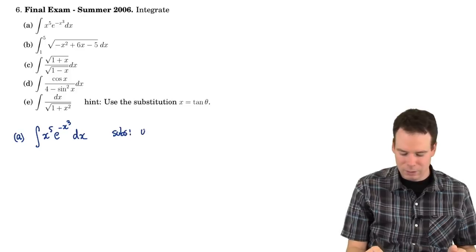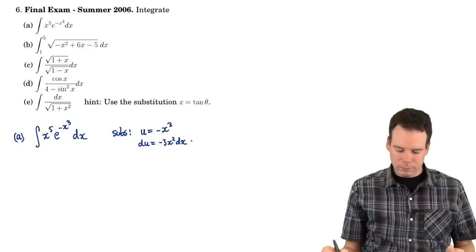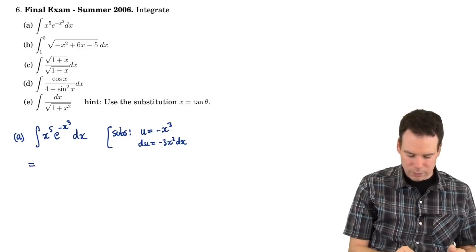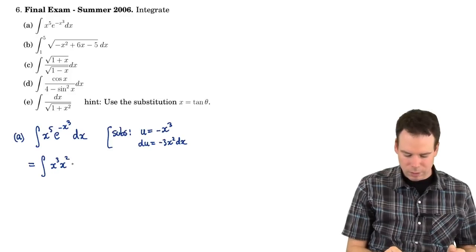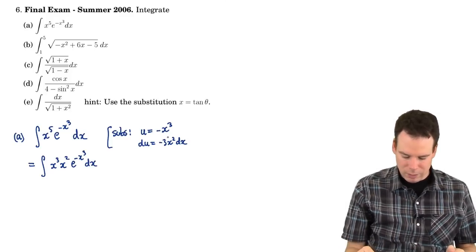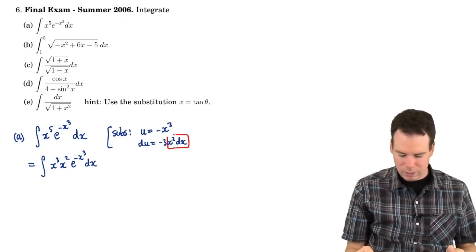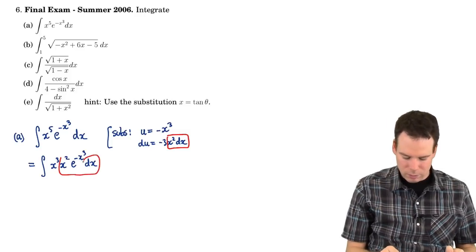Let's see the details. Substitute u is equal to negative x cubed. du is equal to negative 3x squared dx. When we do this, I'm going to split up that x to the 5th into an x cubed, x squared e to the negative x cubed dx. The reason I've done this is because I need an x squared dx to appear. That's this one here.